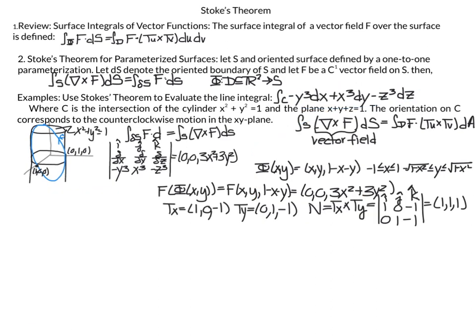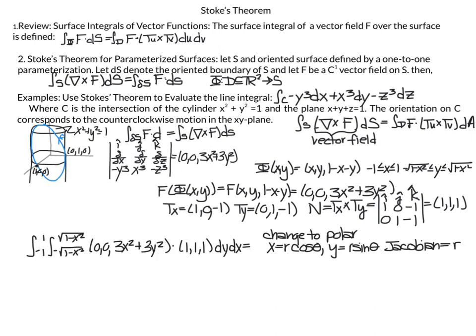I compute my tangent vectors, so my mapping is with respect to x and then with respect to y. So the derivative with respect to x is 1, 0, and minus 1. And with respect to y is 0, 1, and minus 1. And then for the normal, I just cross these two tangent vectors, and I get 1, 1, 1. Now I'm ready to plug into my integral.